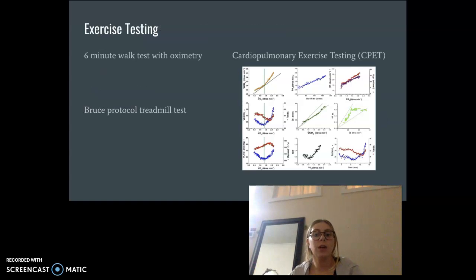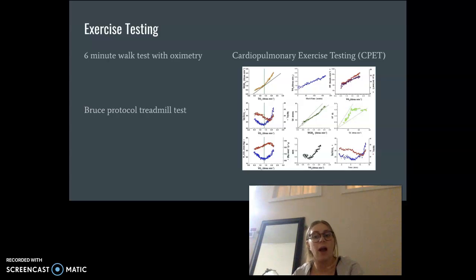So before a transplant, some of the most common exercise testing includes a 6-minute walk test with oximetry. That's just to measure the oxygen levels in the blood when you're exercising. And I would also have him do a Bruce protocol treadmill test. However, post-transplant exercise testing, I would have him do cardiopulmonary exercise testing.